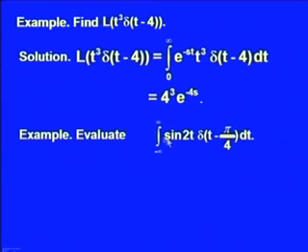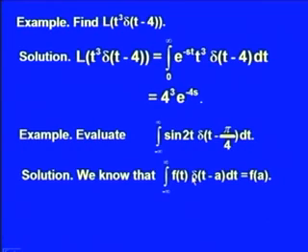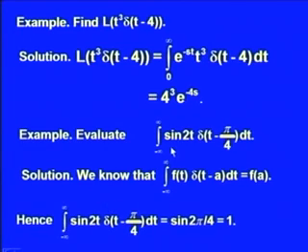A similar case is here. If you take the integral over minus infinity to infinity of sin 2t delta(t minus pi by 4) dt, then by this property of the Dirac delta function, that the integral over minus infinity to infinity of f(t) delta(t minus a) dt is f(a), we get the value of the given integral as sin 2 times pi by 4. This is sin 2a with a equal to pi by 4. So sin 2 pi by 4, which is sin pi by 2, and we know that sin pi by 2 is equal to 1.